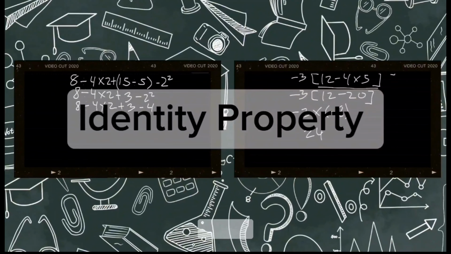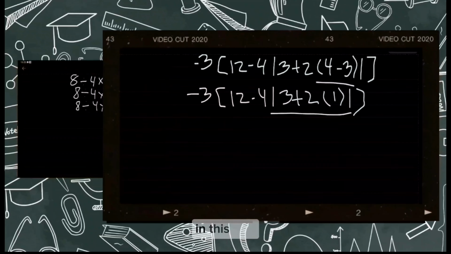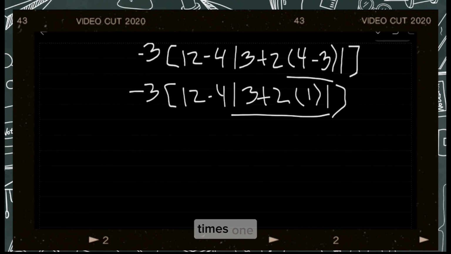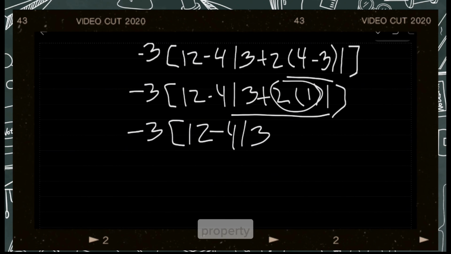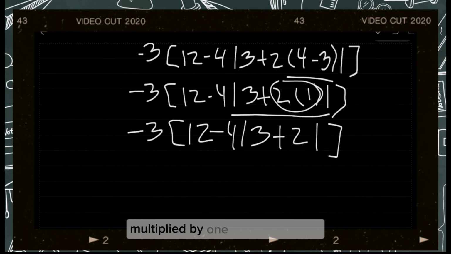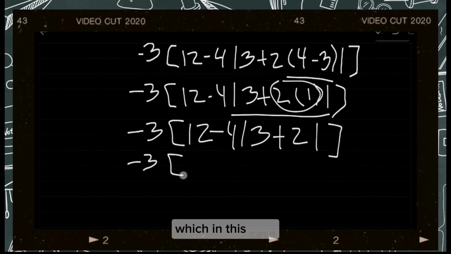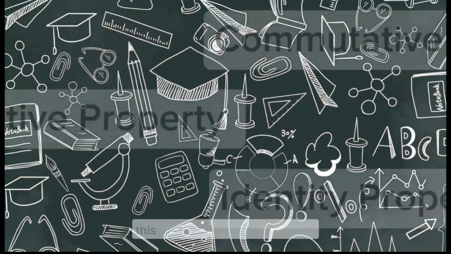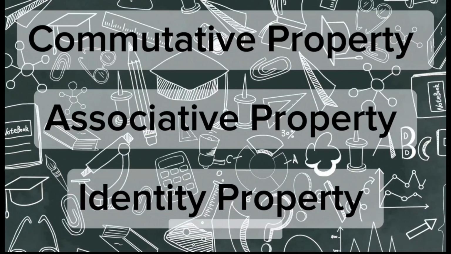For the identity property, we evaluated in this part the value of 2 times 1. According to the identity property, any number that is multiplied by 1 is equal to itself, which in this case is 2. These are just examples of number properties, and this concludes that we are already applying them when evaluating an expression using GEMDAS.